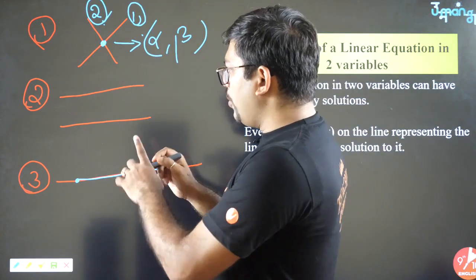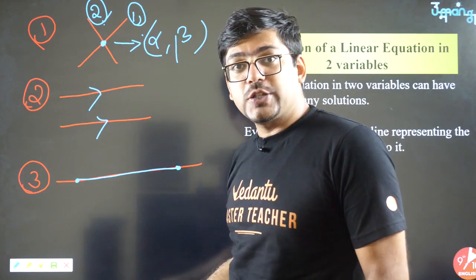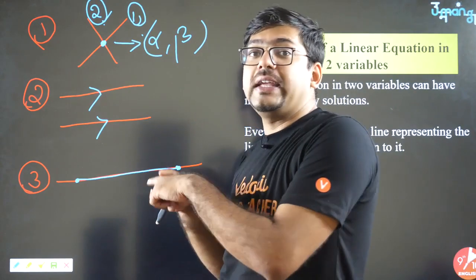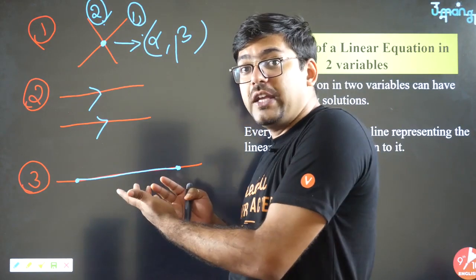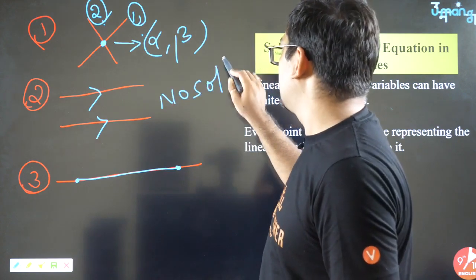Fine. I hope you are understanding that here the lines are parallel. So obviously there is no chance, there is no point of these two lines intersecting anywhere, even in future. Not possible. So that is why we'll write here no solution.